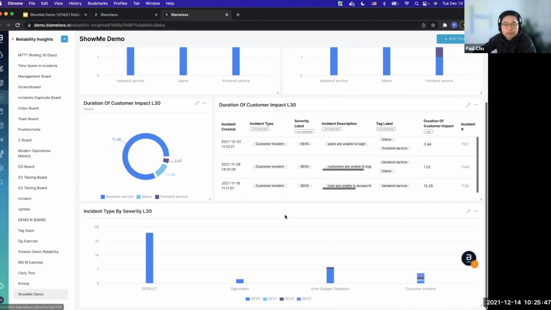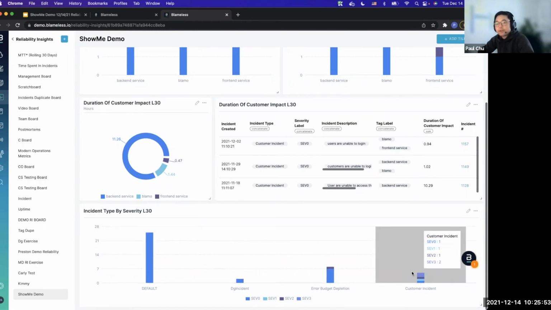And then the last graph that I have is the incident type by severity. This is going to be stacked by the severity count of the incidents over different incident types. You can certainly do this in a way where it's also showing the service. It could be showing the product, the customer, the region. So there are a lot of different ways of breaking this down.